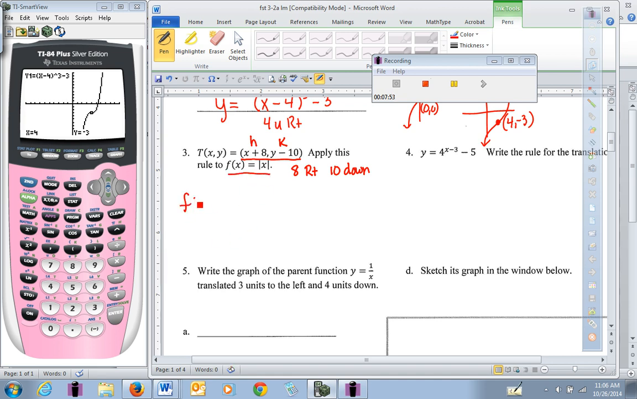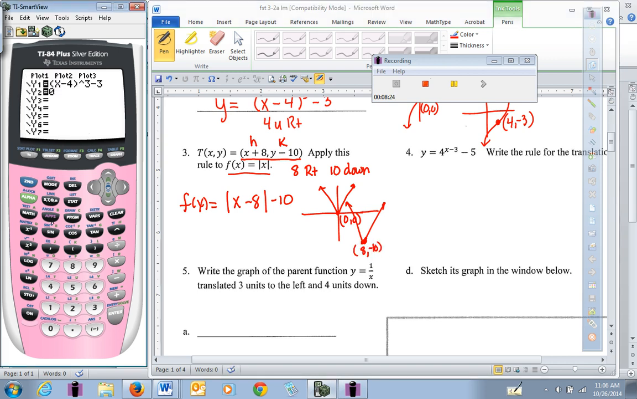So we're going to say f of x would equal, and inside my grouping symbol I want to go 8 to the right, so that's going to be x minus 8, and then I want to go 10 down, so I'm going to say minus 10. Alright, so if we think about the parent graph, it would look like this. The absolute value graph goes through 0, 0, and you can check that out by using your pink note card. We want to go 8 to the right and 10 down, and then we want to have that graph look like this, so that this point is 8 to the right and 10 down.